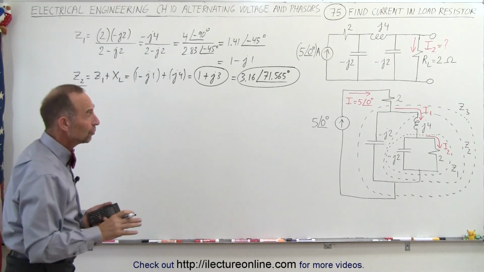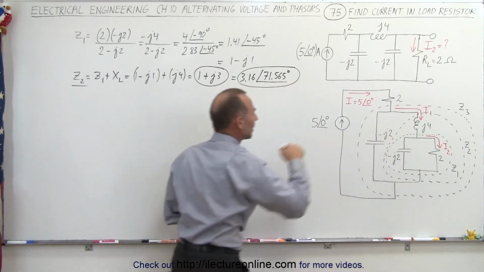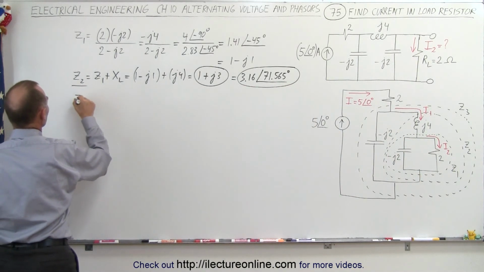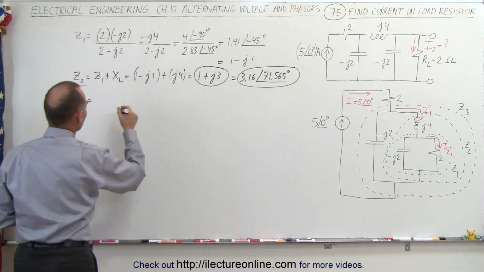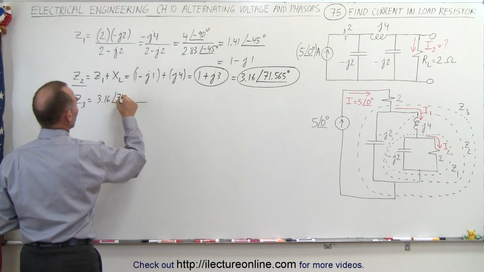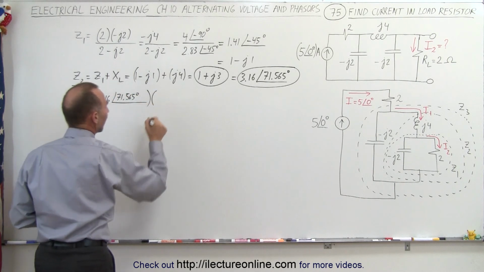Now we're ready to add that to this capacitor here to find Z3. And so there we're going to use the product over the sum rule. So Z3 is equal to the product. So we take 3.16 with a phase angle of 71.565 degrees and multiply that times.